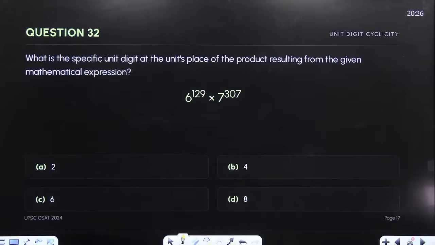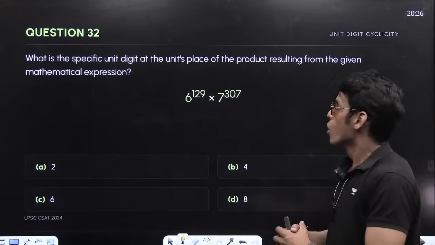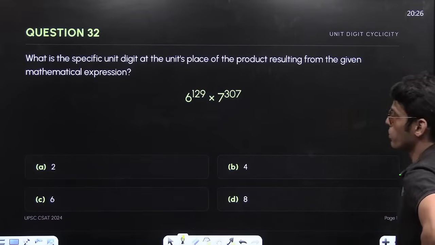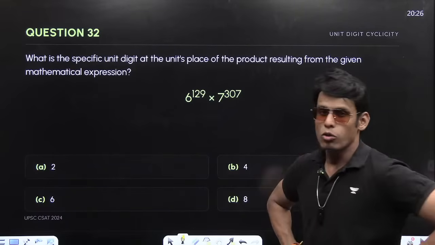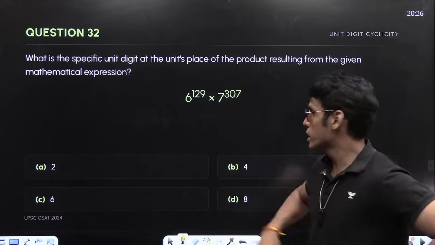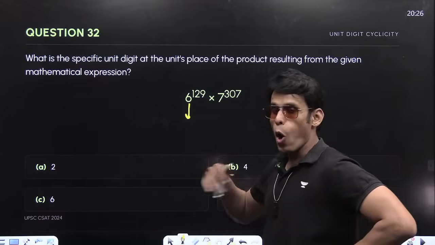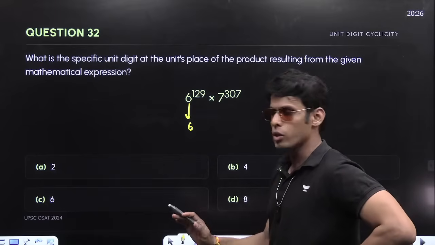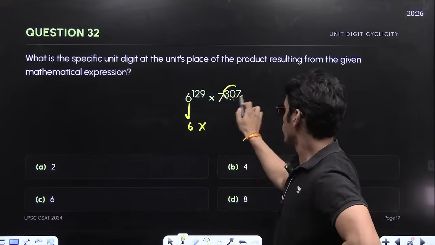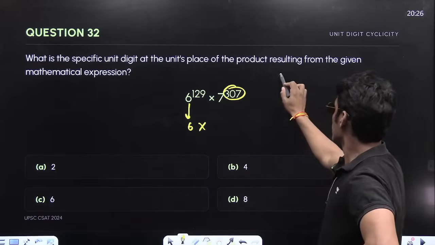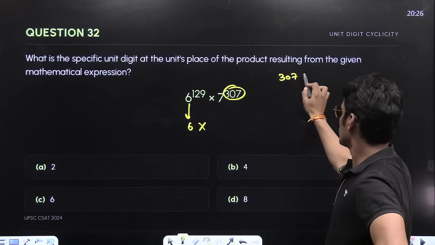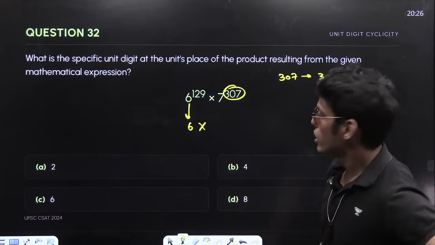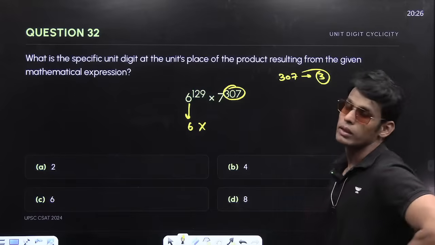Okay. Now, what is the unit digit of the product resulting from the given mathematical expression? Now this is a problem of unit digit cyclicity. If you see, all powers of 6 will result in 6. We just have to see the unit digit. Now for this, what we always do is check its remainder upon division by 4. So the remainder will be 3.